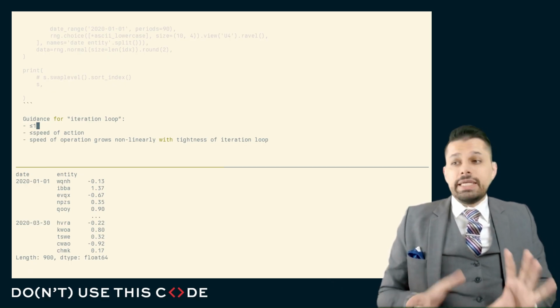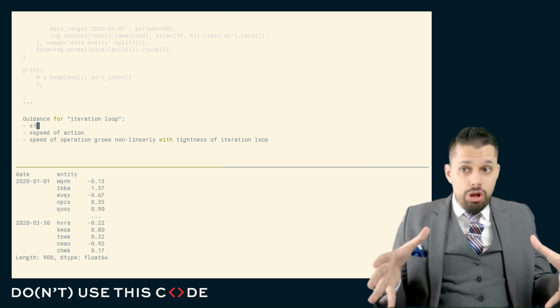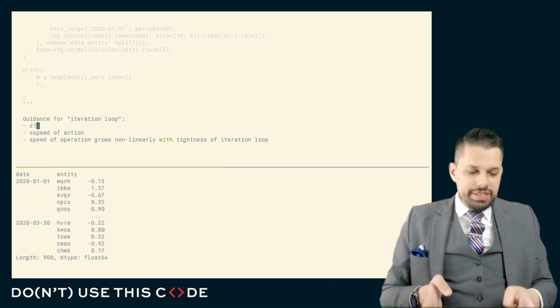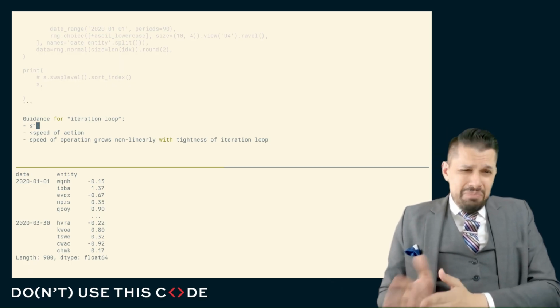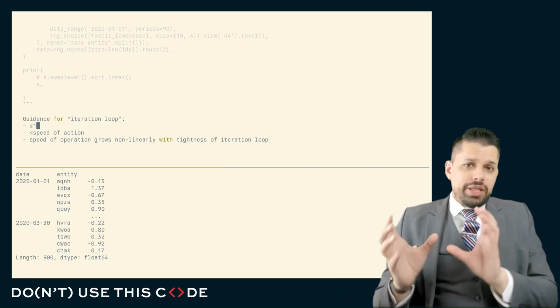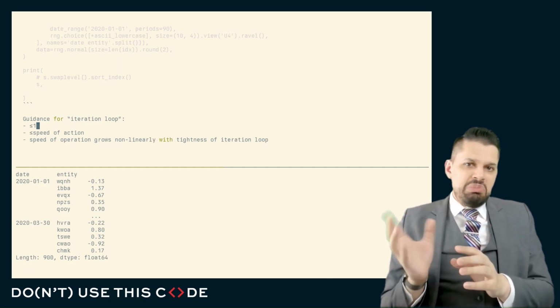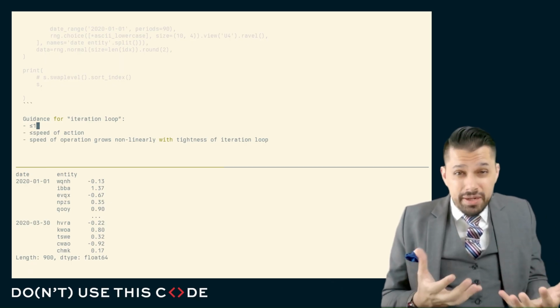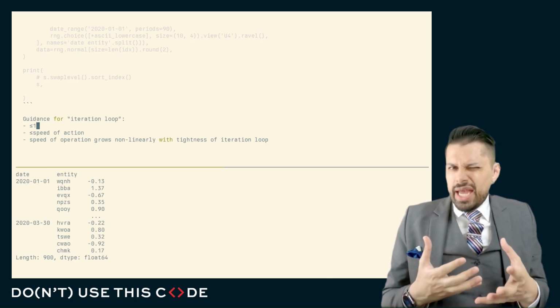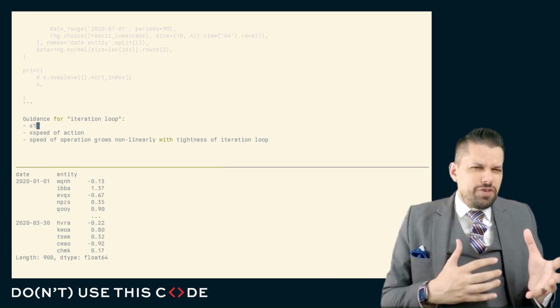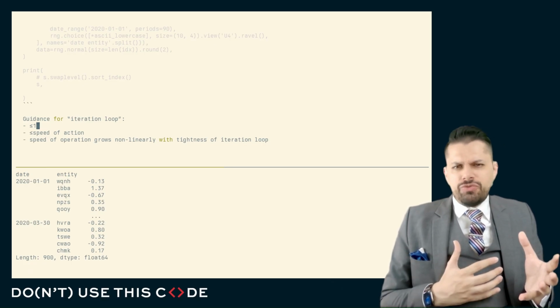Generally, what I see is that the speed of your overall operation grows non-linearly with the tightness of the iteration loop, which is to say that basically, if it's under the speed of your action or near the speed of your action, that's one regime. Between maybe 1 second and say 10 seconds, maybe the speed of your attention span, that's another regime. So I don't think a 2-second iteration loop is actually twice as efficient as a 4-second iteration loop. I don't think that's really the case.